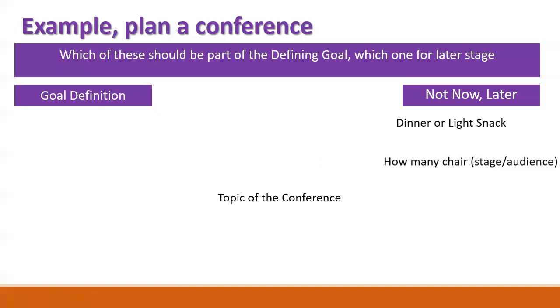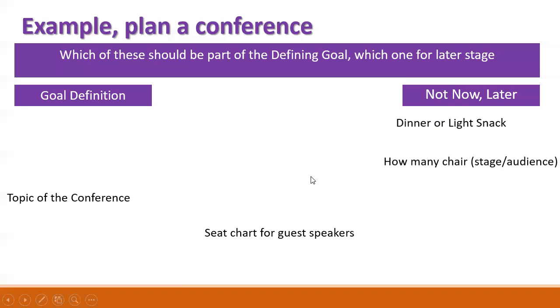The topic, would that be a place to start? Absolutely. All the things are going to flow from that. So now we're seeing a bit of an idea of how we do this. We're defining the problem there with the topic of the conference. Then everything else can come later. Like these things, right? How many chairs? As I said, you could just about do that the day before the conference. Come up with that seating chart for the guest speakers.